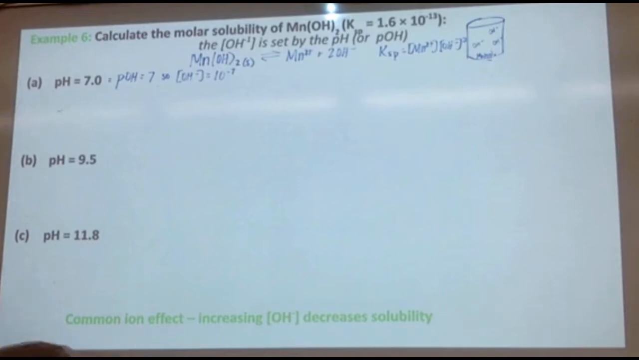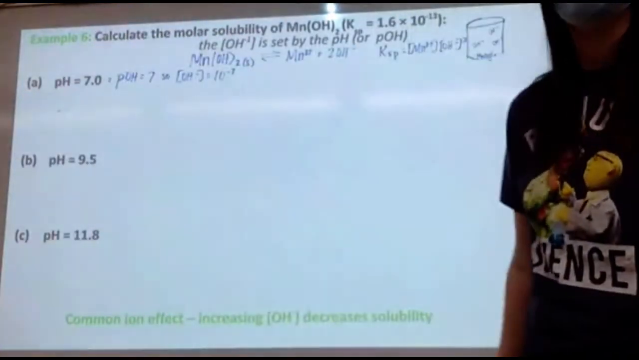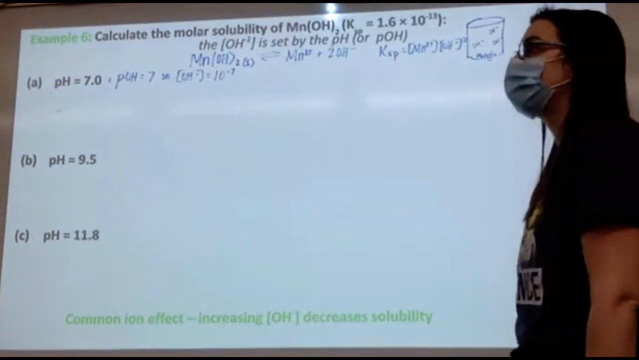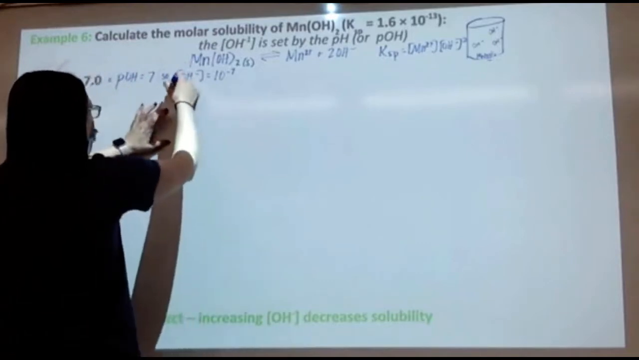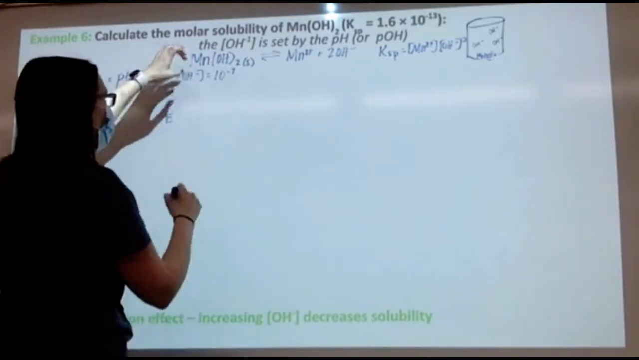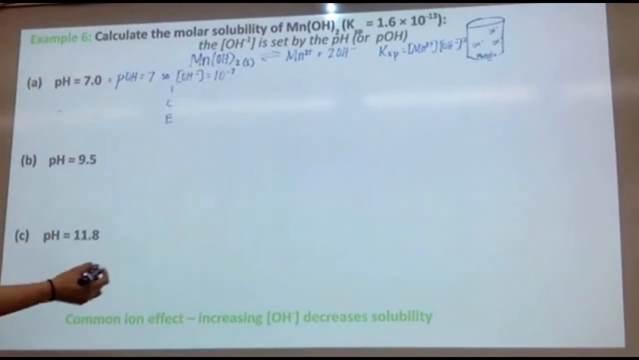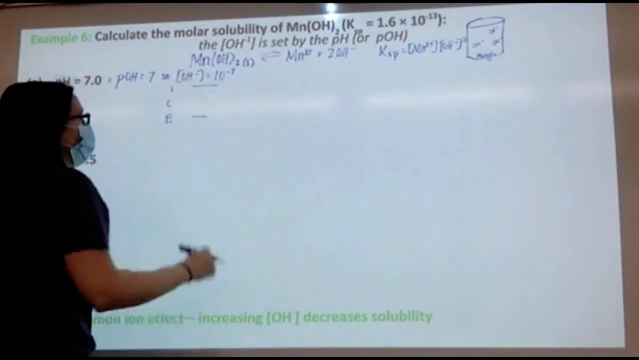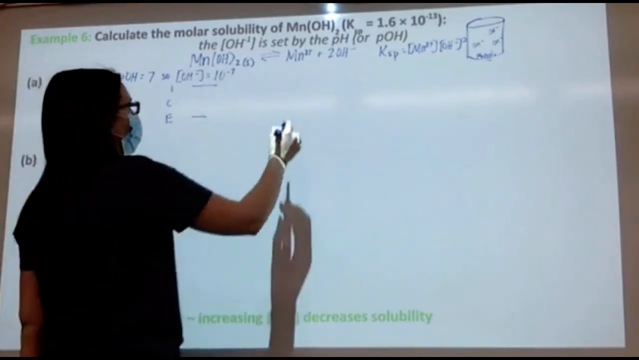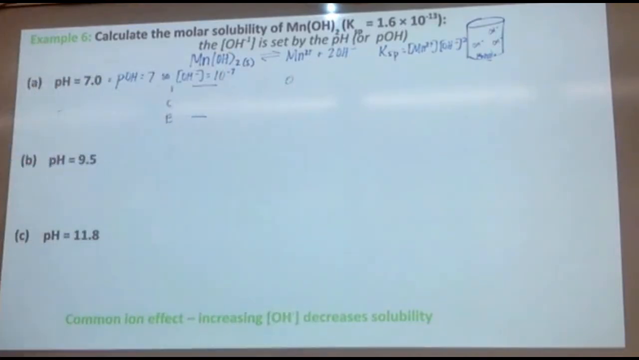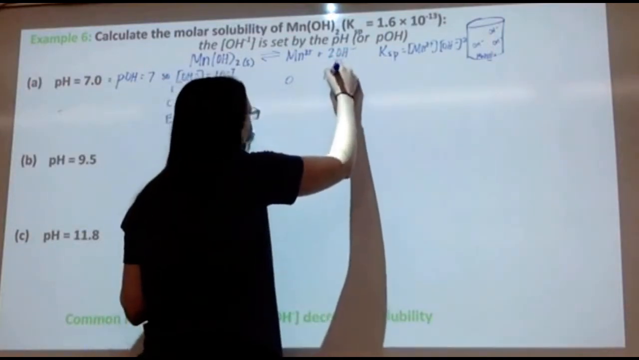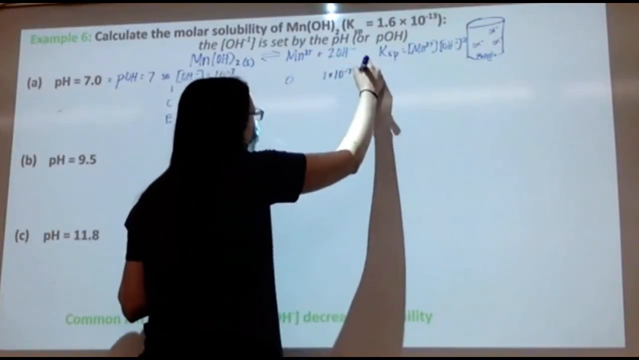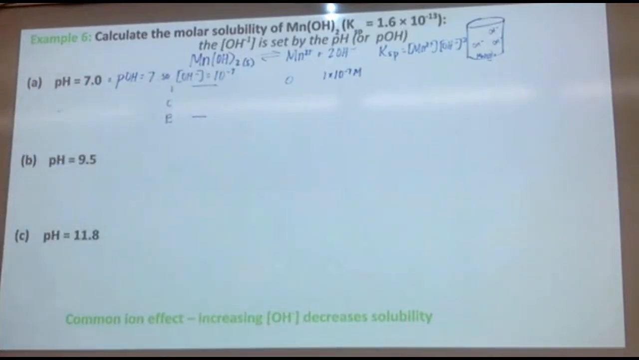So the OH minus concentration that we have in this solution is 10 to the negative 7. Now I'm going to do my ice table right underneath here, and I'll do that for each one just so I don't rewrite this every single time. Again, it does not matter how much solid we have. We have no manganese 2 plus in the container, but we do have OH minus.